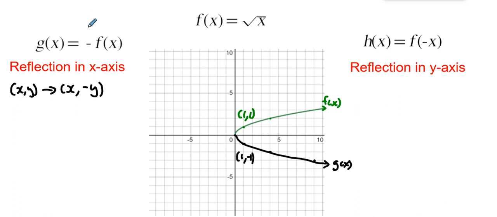So whenever we have the negative value out front of the function, it will reflect in the x-axis. This is most commonly what you would have seen already with parabolas, where it flips them upside down with that negative value out front.